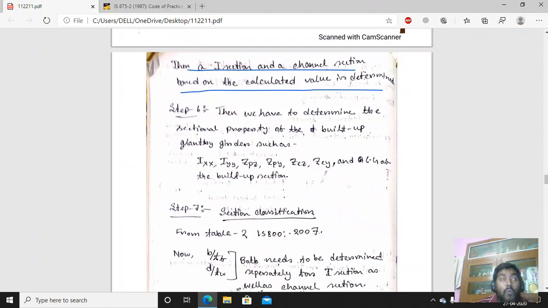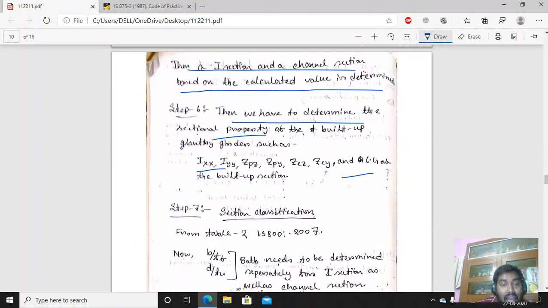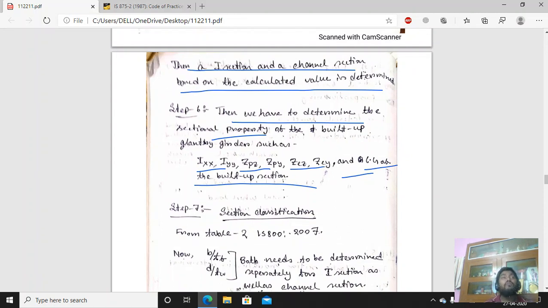Then step 6, we have to determine all the sectional properties. What are the sectional properties we have to determine? We have to determine the sectional property like Ixx of the combined member. Now, as we can see, it is a built up member. We know the Izz of the I member, we know the Izz and Iyy of the channel, but we do not know the Ixx, Izz and Iyy of the total combined member. So first we have to determine these values like Ixx, Iyy, Zpz, Zpy, Zez, Zey and the CG of the built up section.